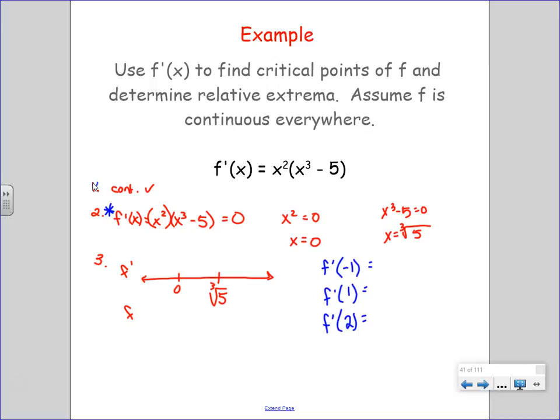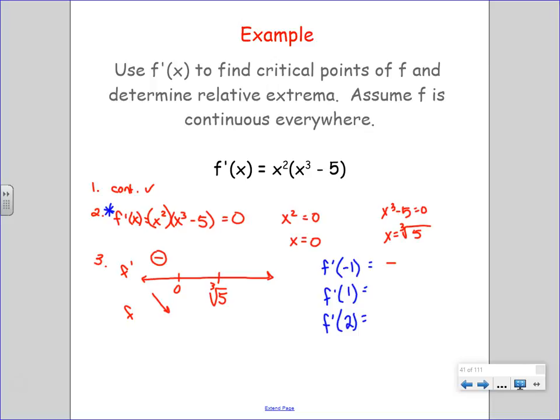If I plug in a negative 1, squared is a positive, negative 1 cubed is a negative 1, and negative 1 minus 5 is negative. A positive times a negative is a negative. Is this something you are going to have to be really careful of when you're doing it in homework or on a test? Yes. But can you do it? Yes. Just take your time.